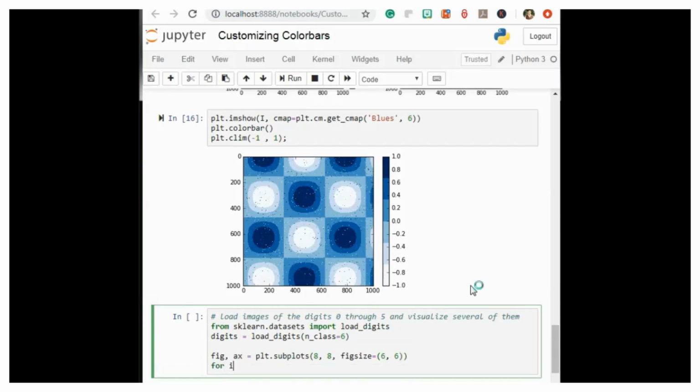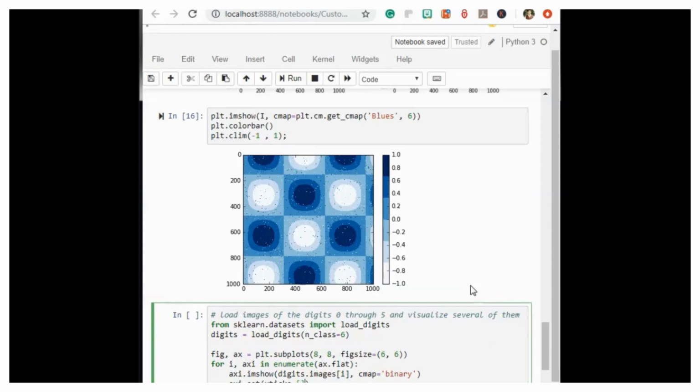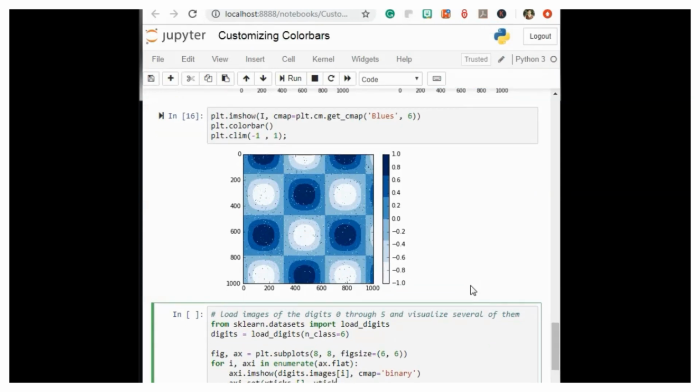For i, axi in enumerate(ax.flat): axi.imshow(digits.images[i], cmap equals binary), axi.set xticks, yticks.